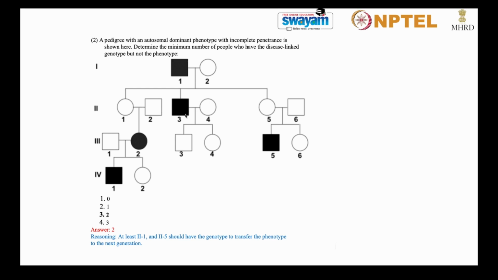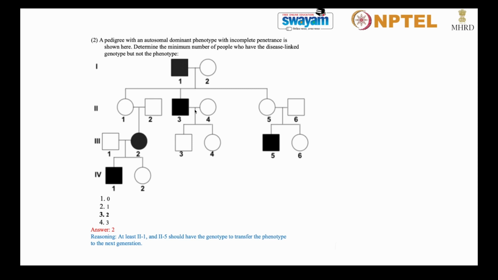In generation 2, if we look at individuals 1 and 2 of generation 2, they are unaffected, which means for any individual to be unaffected, both recessive alleles must be present. So small a, small a, small a, small a. Now we see that their offspring is affected, which is not possible. So that means in this case, individual 1 might have the genotype of the disease allele but is not showing the phenotype. So it must be capital A, small a, due to which it is showing incomplete penetrance for the disease trait. Okay, so in this case individual 1 is incompletely penetrant, which has the genotype but not the phenotype.